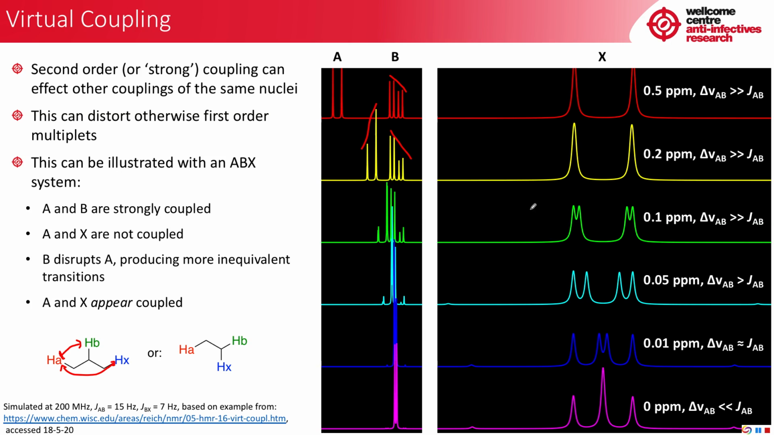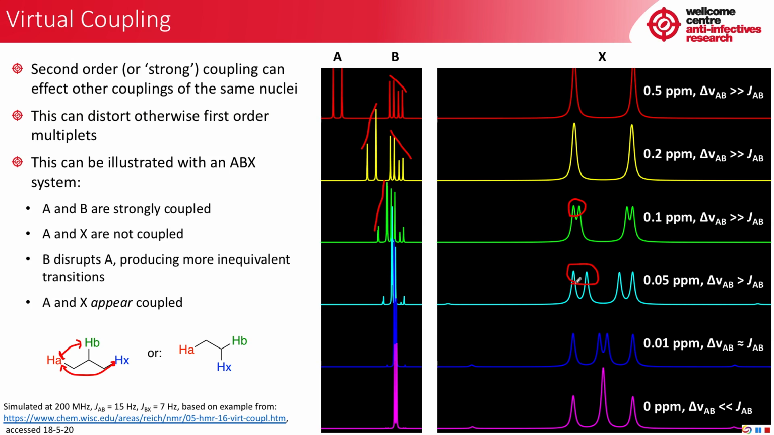However, once we get down to 0.1 ppm, this is still a much larger gap than the J value. However, we're now starting to see the appearance of another small doublet. This does not mean A and X are coupled. It means that the stronger coupling between A and B is starting to distort the BX coupling. And this is more pronounced as we get down to where the J coupling is getting closer to the chemical shift difference. Here we can see what looks like quite a pronounced set of doublets.